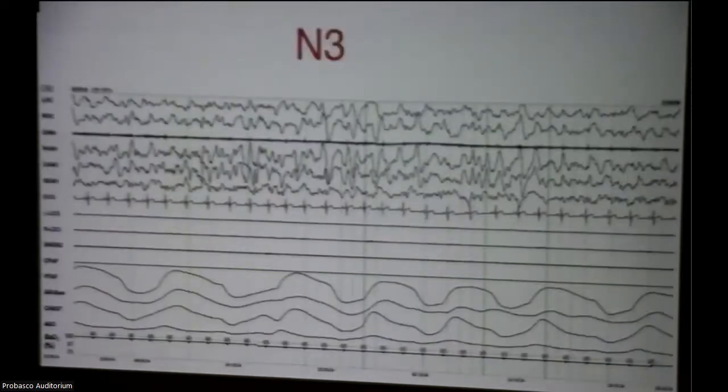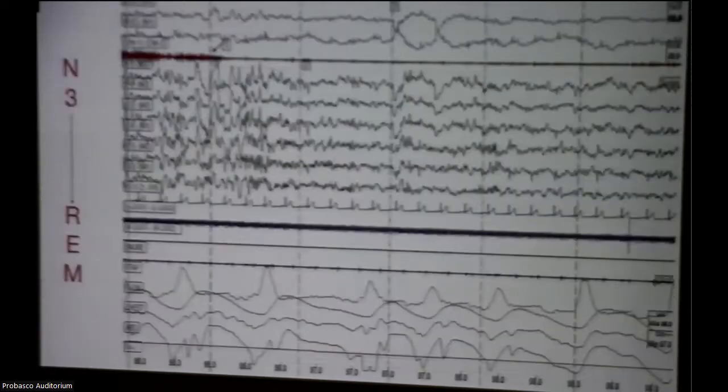N3, or slow wave sleep: you see basically a predominance of slow waves, of delta waves. This is an example of a transition from N3, or slow wave sleep, which you see for maybe the first 17 seconds or less of that page. You see the slow waves transitioning into a lower frequency mixed pattern with sawtooth waves. That's another characteristic of REM sleep.